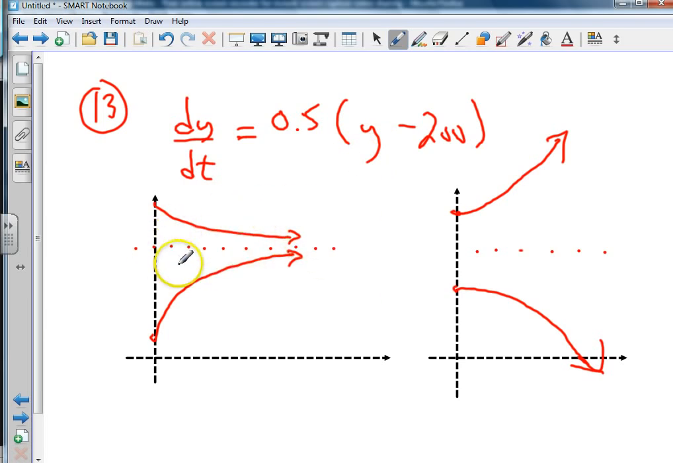So that's called the equilibrium solution. If you start there, you're stuck there. This is known as a stable equilibrium. No matter what you do, you're trying to get to the 200. This is known as an unstable equilibrium. No matter what you do, you're going to get farther and farther away from the 200. But they're very similar. The equations, you solve them the same way.